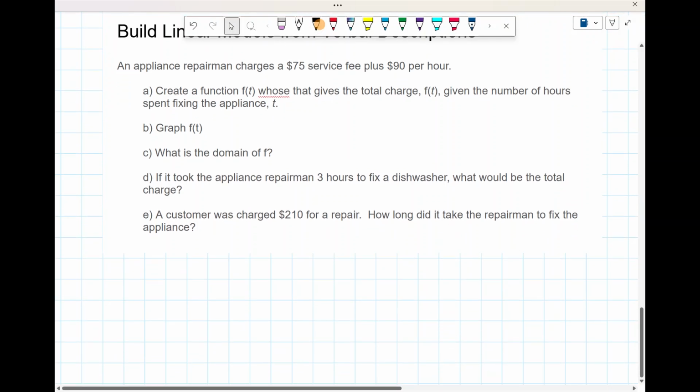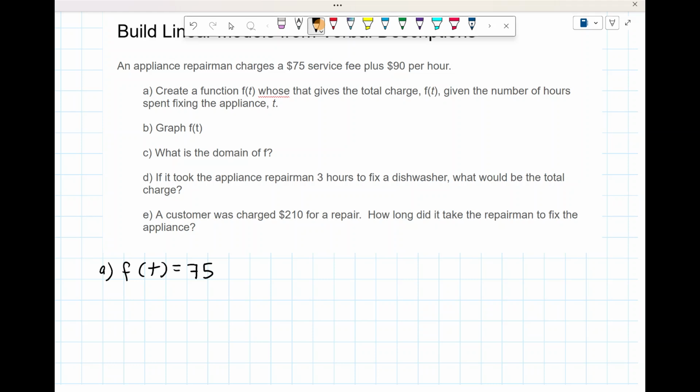All right, so f of t will be equal to, well, no matter what, you are going to be charged $75. So we're going to start with that. And then on top of that, you have to add $90 for every hour that is spent fixing the appliance. So you're going to do plus 90 times t.